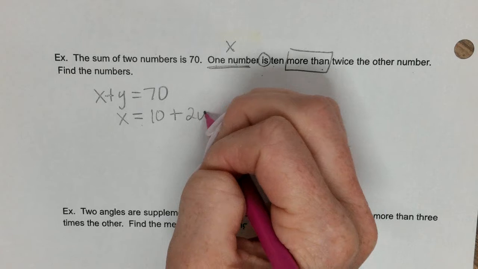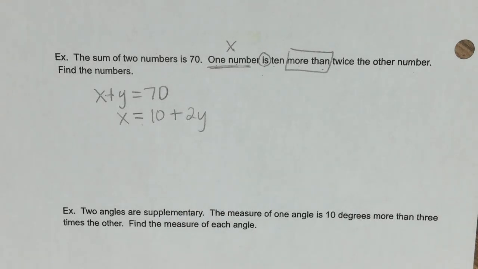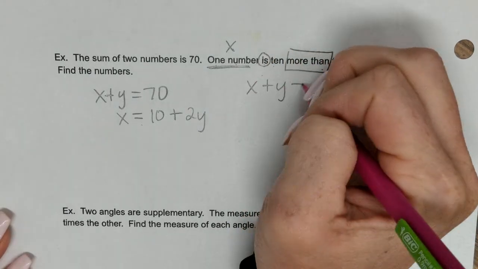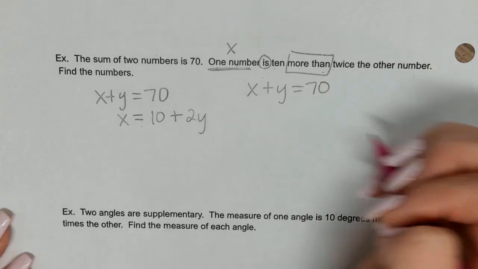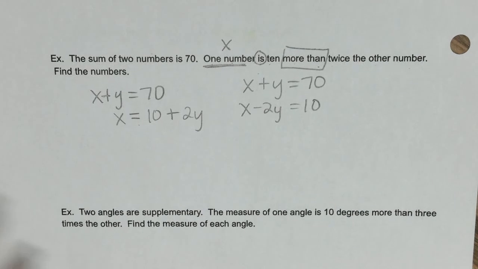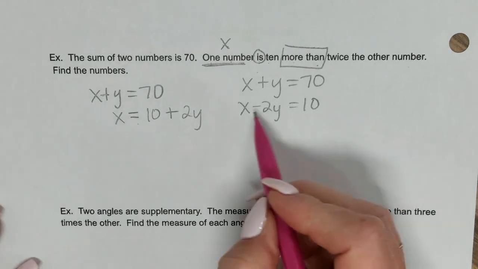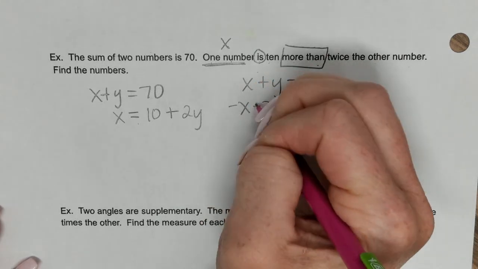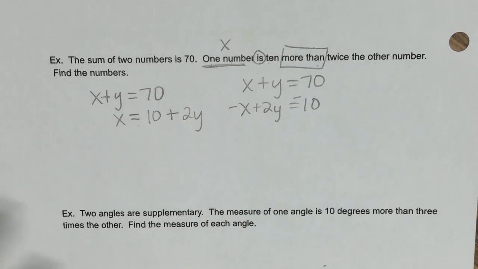What would I do to solve this? Rearrange. So I'd have x plus y equals 70. Then I would have x minus 2y equals 10. Can I get rid of anything? No. Can I change all of this? At least write the other one on top.